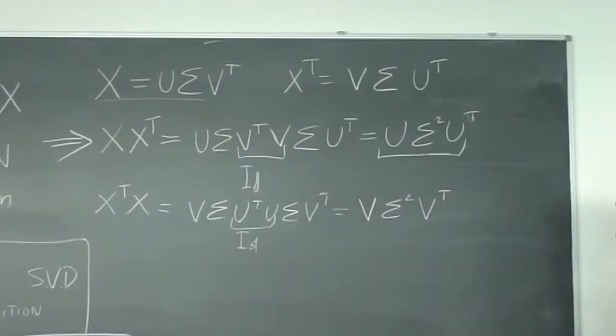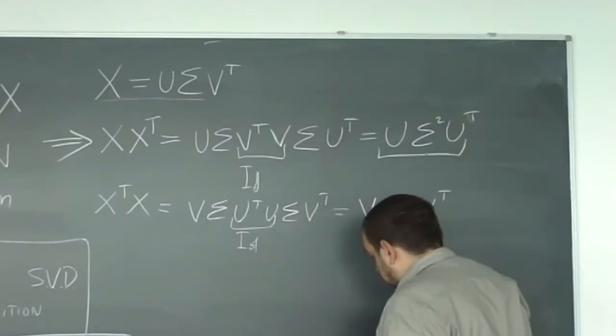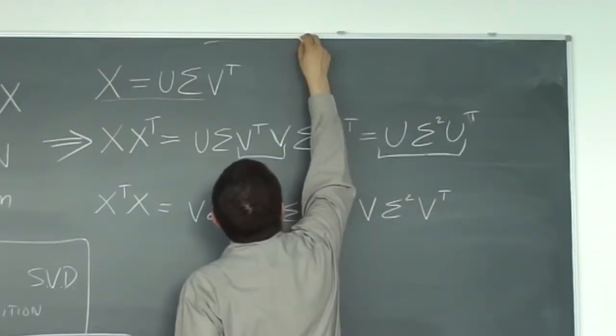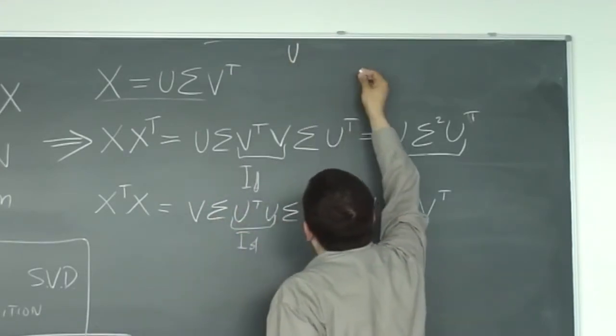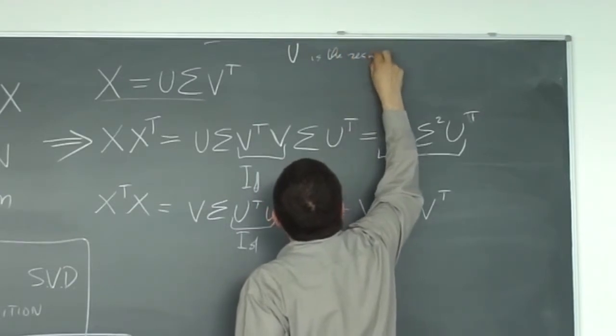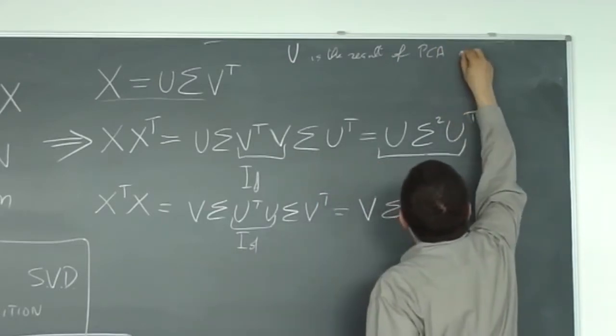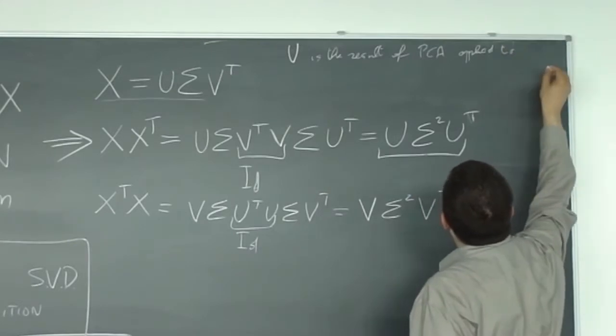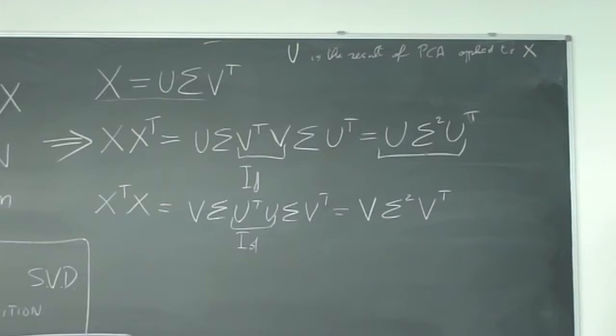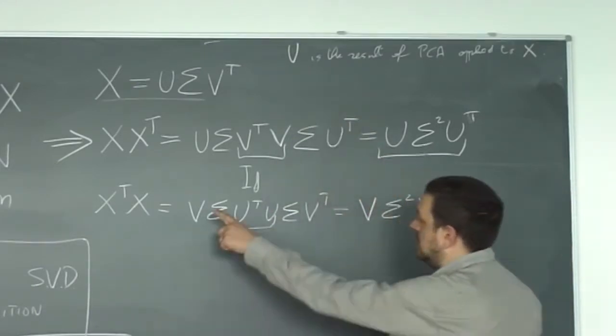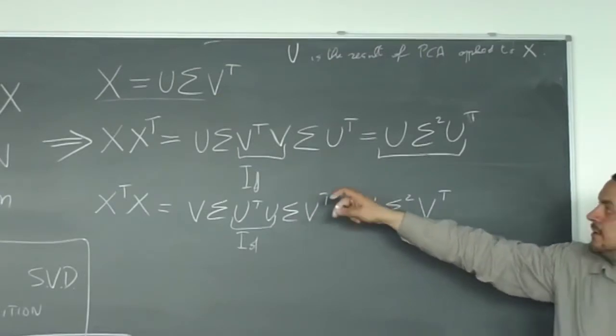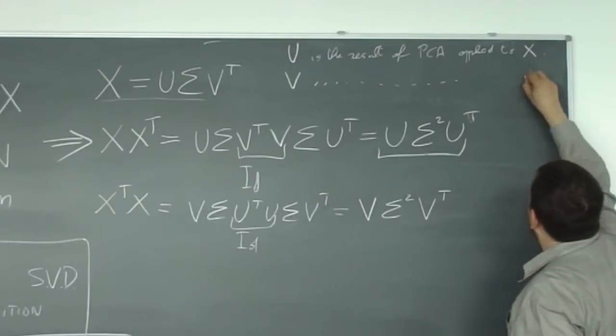So, let me keep a small rectangle here where I write that U is the result of the principal component analysis applied to X. This is something that we are already able to do, meaning that we can find matrix U. And of course, here we have exactly the same situation with X transpose X. So B is the result of PCA applied to X transpose.